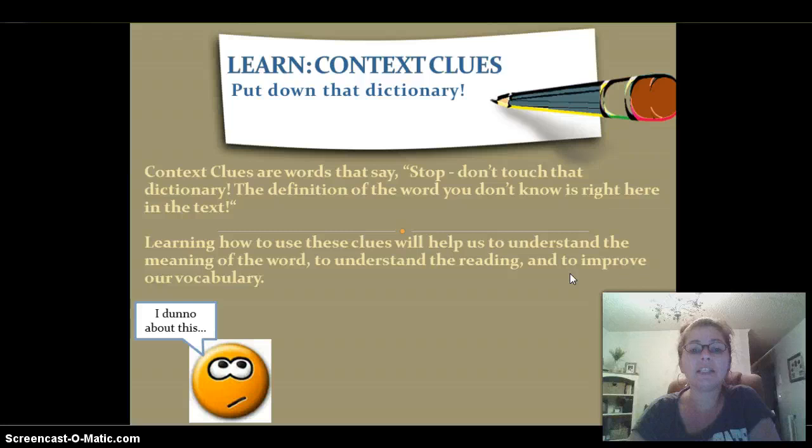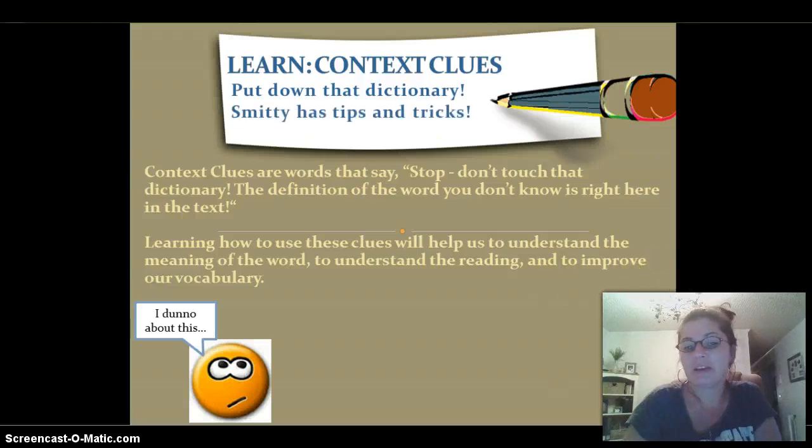Context clues. Put down the dictionary. Why? Smitty has tips and tricks. Context clues are words that say, stop, don't touch that dictionary. The definition of the word you don't know is right here in the text, and you're going to be amazed at how often that happens. Learning how to use these clues will help us to understand the meaning of the word, to understand the reading, and to improve our vocabulary.